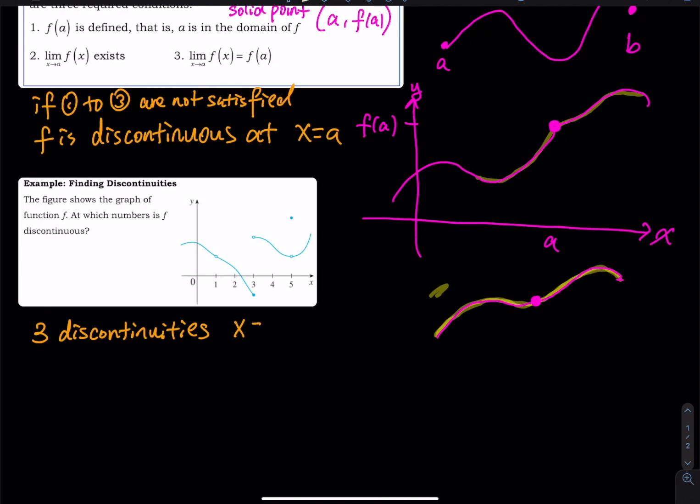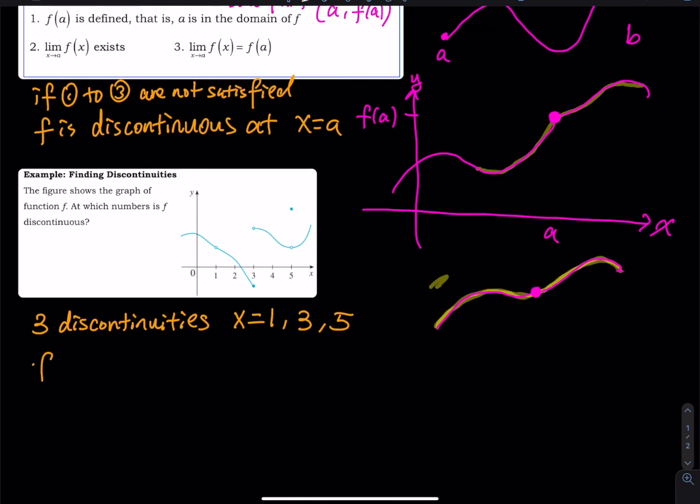We have x equals 1, x equals 3, x equals 5. There are 3 discontinuities. So let's check the first one. Number 1, why is number 1 a discontinuity? Because f of 1 is undefined. It is an open circle. When x equals 1, the function is undefined. When you plug in 1 into the function, I don't care what the function is, you are not going to get a y value. Alright?